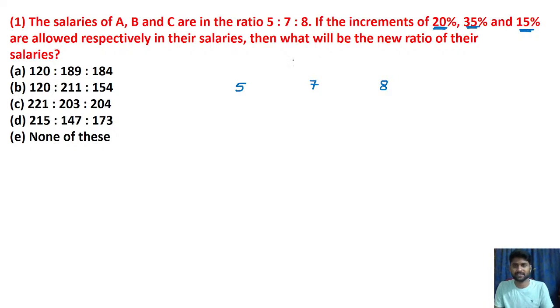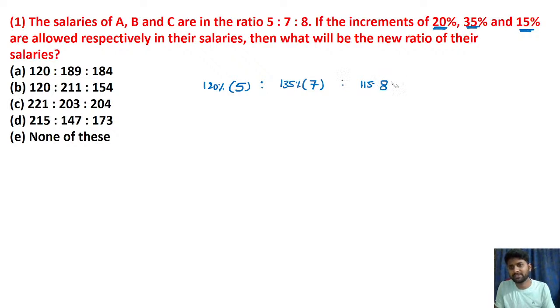Initially A got 100%. Now he got a hike of 20%, means now the overall value is 120% of the basic amount. The second person got 35% of increment, so the value becomes 135% of the basic amount. And person C got 15% of increment, means 115% of the basic amount of 8 units. If you understand that increment concept, then you can solve the entire question. That is the theoretical concept you require. Now you focus on calculation.